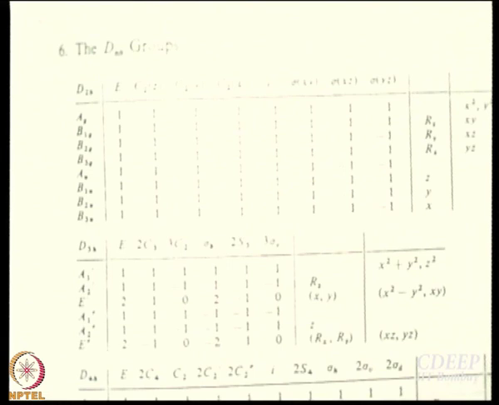So what is A1 dashed? 1. What about the second one? A2 dashed? 0. That means there is no A2 dashed kind of vibration. Not only vibration, rotation and anything. What is E1 dashed? A1 double dash? A2 double dash?